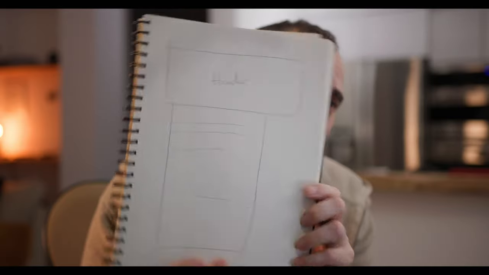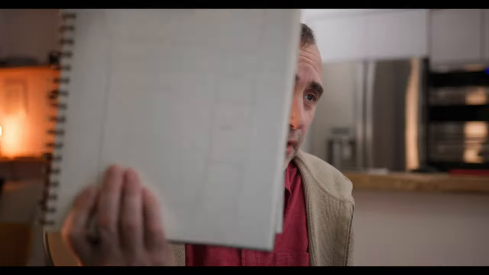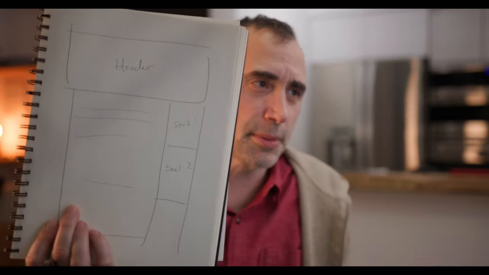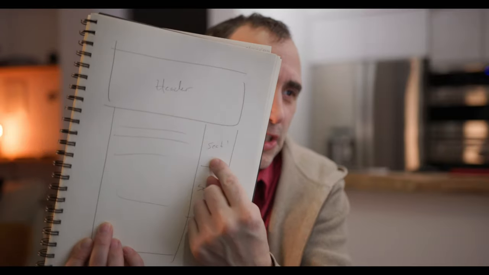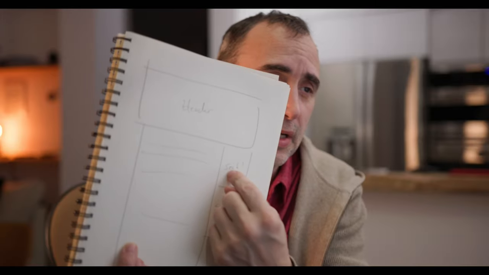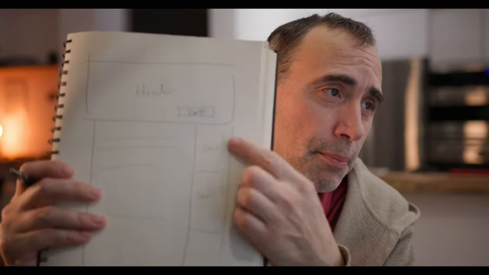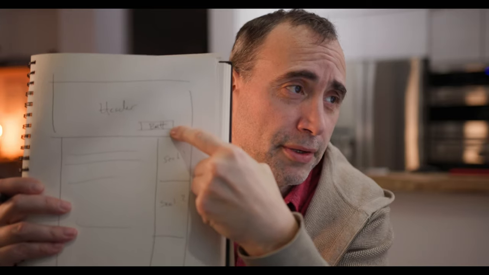I'm doing it on the fly, very simple, right? And then I'll define sections, section one, two, like this. So we just establish a basic layout, but it won't say section, it will say what that section is, right? Maybe a newsletter form, sign up, right? And then I might put a butt here. Butt is short for button, of course.